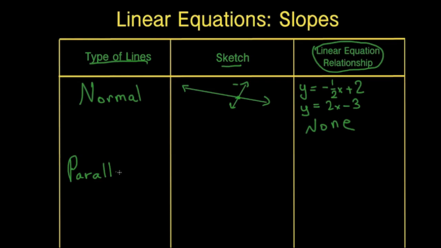So what are parallel lines? Parallel lines are simply lines that will never intersect. They go in the same direction. They just never intersect. So they will never intersect at all. They will just keep going on like this and like this.